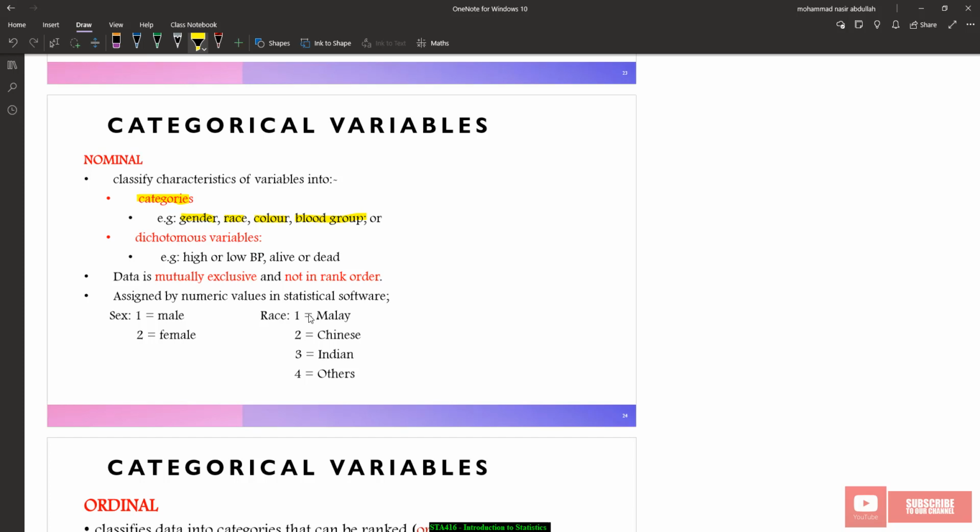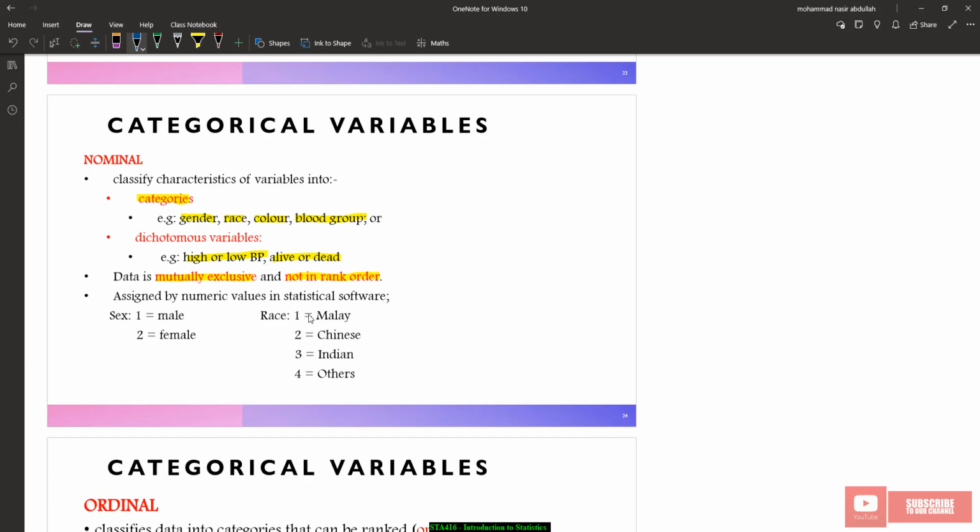Ataupun kita ada dichotomous variable, high and low blood pressure, life or death, right? Data is mutually exclusive and cannot be ranked. It cannot be in order. For example, let's say gender, we have male and female. You cannot say male first, second is female. It can be either female first or male. It cannot be in order. It cannot be in rank. Ethnicity, we have Malay, Chinese, Indian, Siamese, right? So we cannot say Malay first, Chinese, and followed by Indian, right? You cannot say either Chinese, Indian, Malay. It cannot be in order.